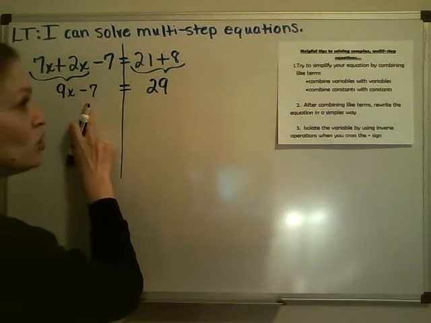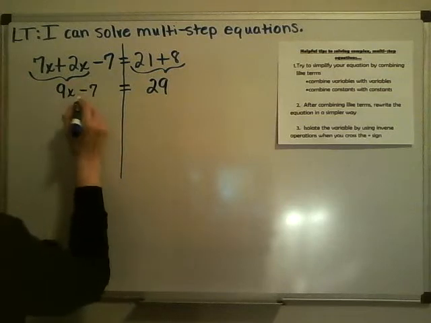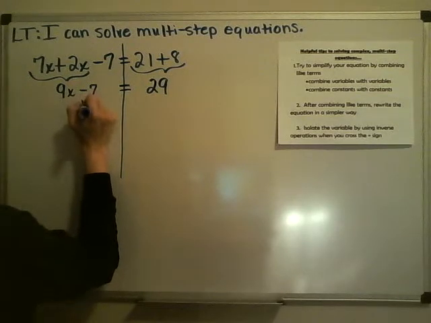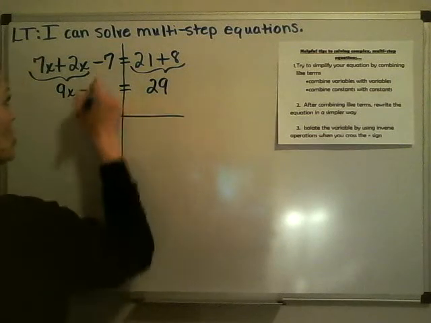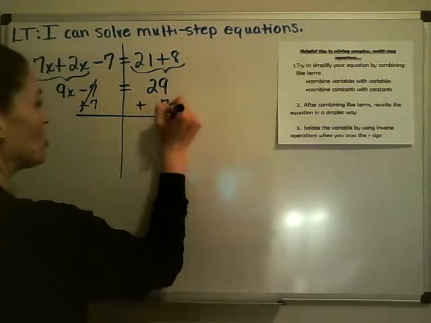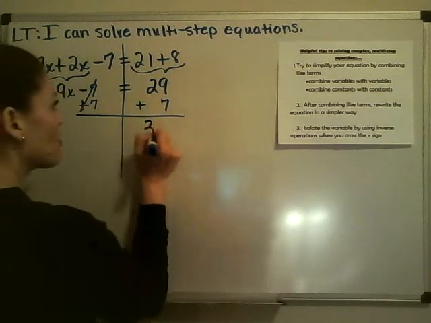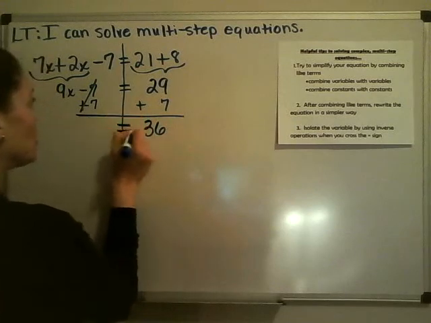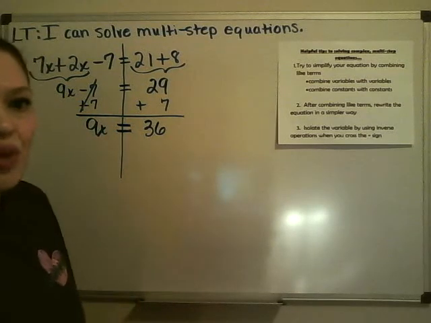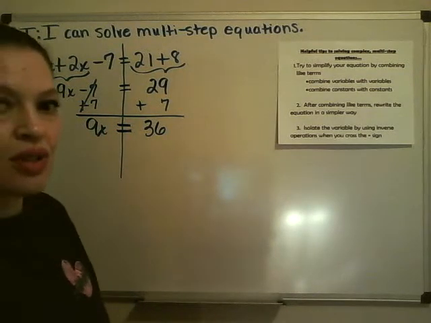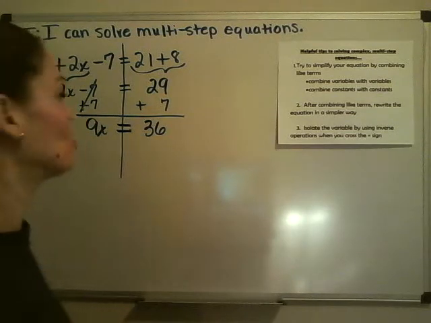So you're going to move the constant by using inverse operation. If it's -7, we're going to say plus 7, cancel, plus 7, 29 plus 7 is 36 equals 9x. Look, now you have a one-step equation. Like, I'm telling you, it's really not that hard. We're just going to practice so we can become masters.